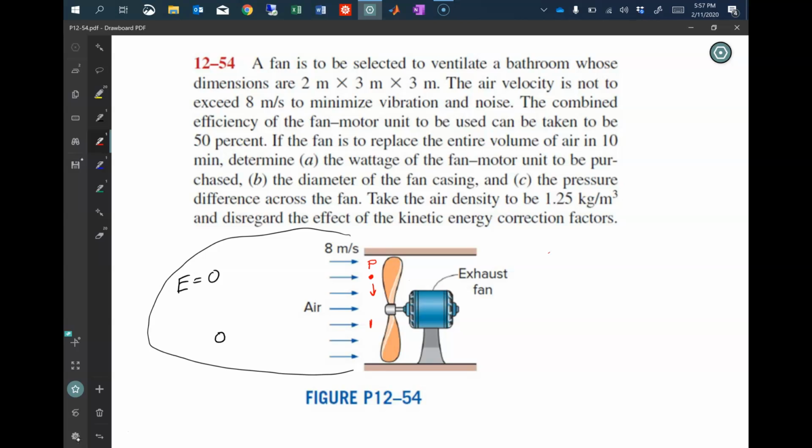Then they're interested in the pressure across the fan. So I'm going to write an energy equation right here. The pressure here is different because it adds energy because of the fan blades. You'll see that it has the same kinetic energy. So what's going to happen here is the pressure is actually going to go up because of the fan. I'm going to call that point 2. And then point 3 is going to be right here at the edge, at the exit.